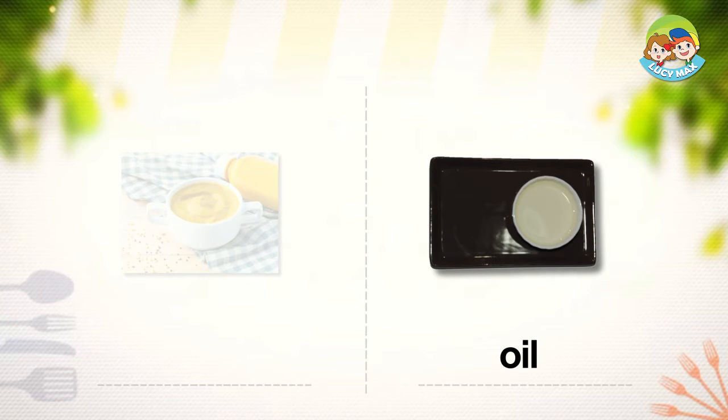Oil. The thing in the round dish is oil. Oil is a smooth and thick liquid. It's made from plants, such as beans, olives, corn, and so on. It is often used for cooking.